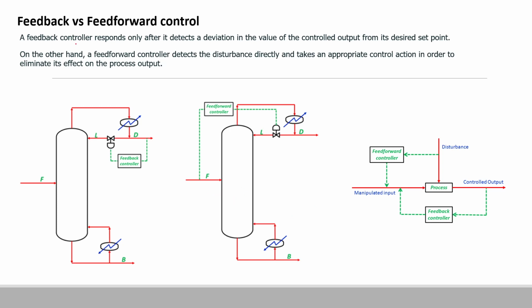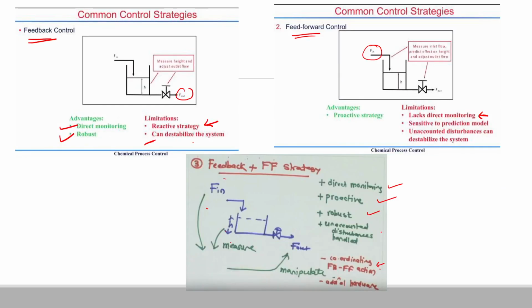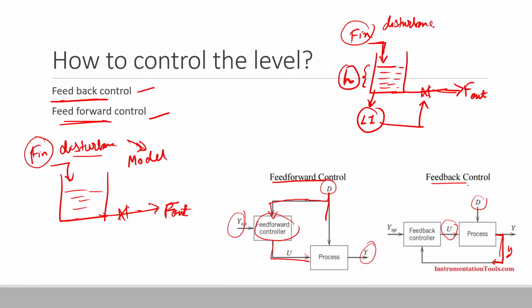So just to define both of these things again, feedback control will respond only after it detects a deviation in the value of the controlled output from its desired set point, whereas in case of the feed forward controller, it detects the disturbance directly and then takes an appropriate control action in order to eliminate its effect on the process output. So there is a question: what is a prediction model? We will take a look at the prediction model.